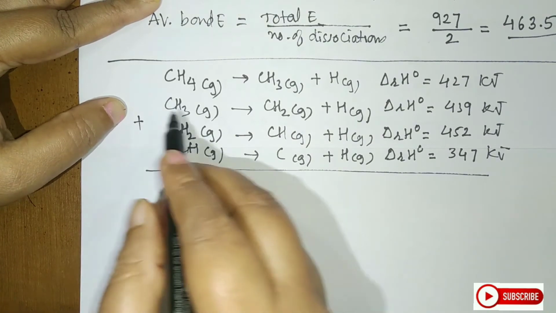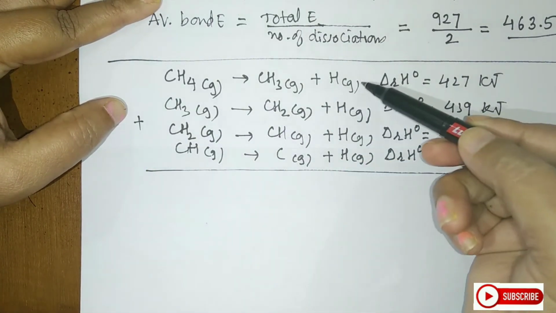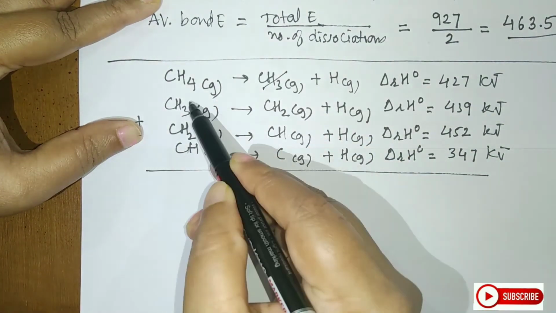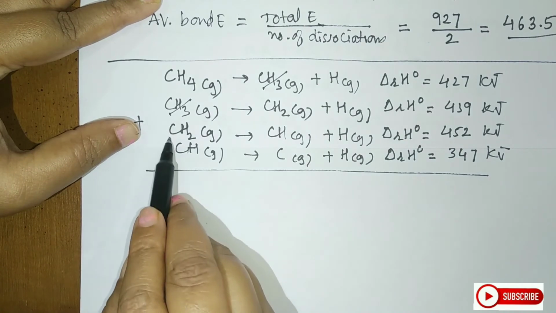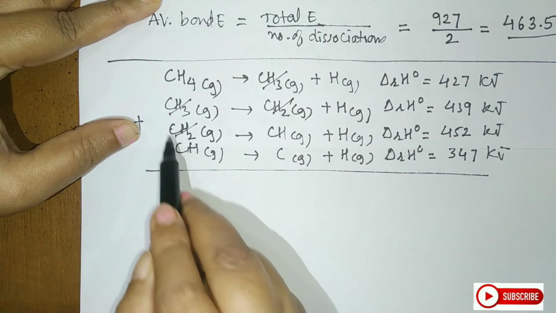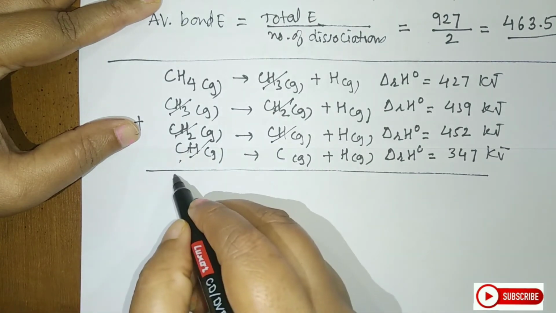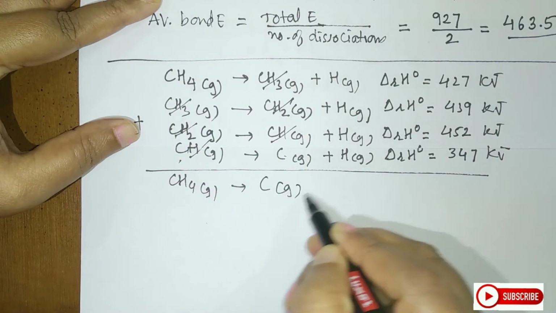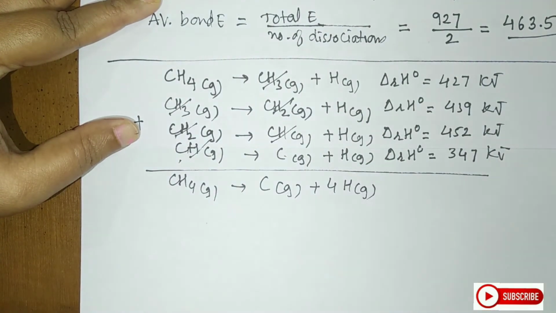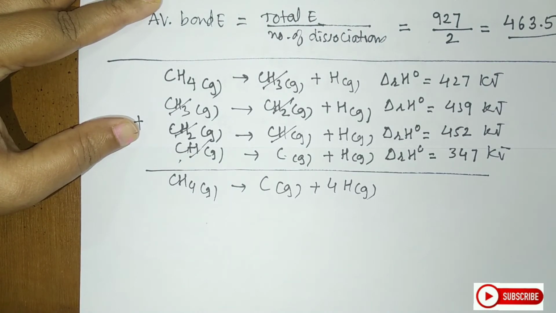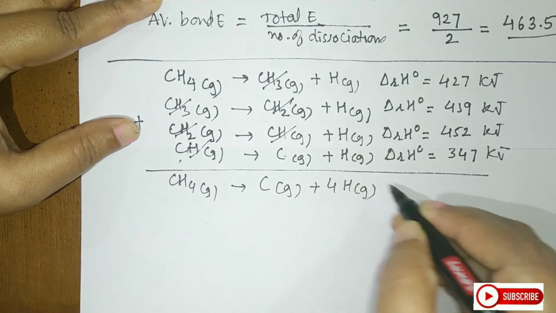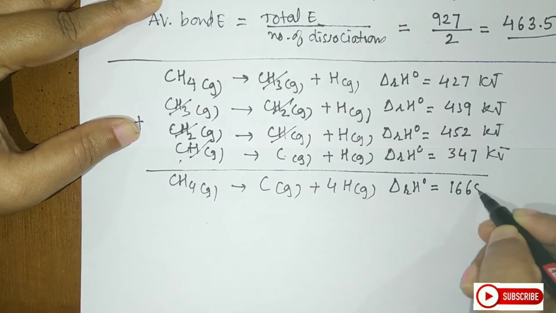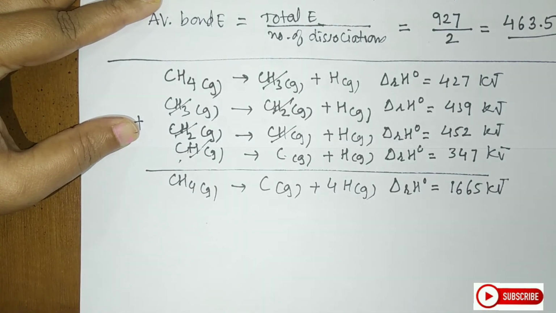Let us add up the equation. Students, when you are adding the equation, consider first and second step, cancel what is common. So I am considering the first and second. So I will cancel this and this. Now I will consider second and third. So I will cancel this and this. Third and fourth, I'll cancel this and this. Now what is left is CH4 gaseous will give me, here only carbon is left, so carbon gaseous plus 4H gaseous. This is what you can consider in a single step reaction. As I have added all the reactions here, I will add the enthalpies also, and this value comes out to 1665 kJ. Is it the bond enthalpy for methane?